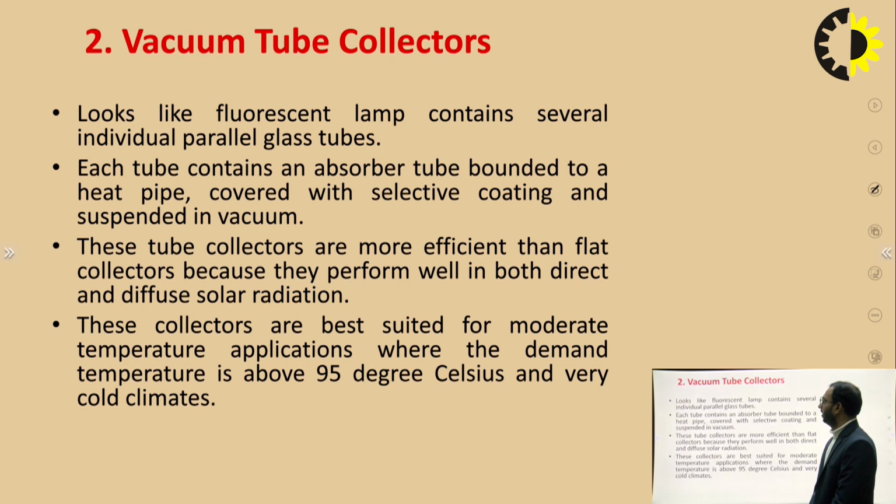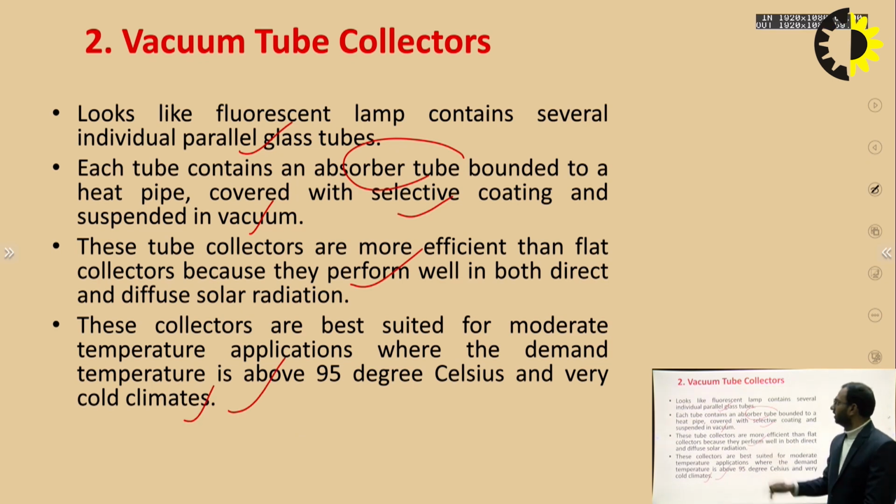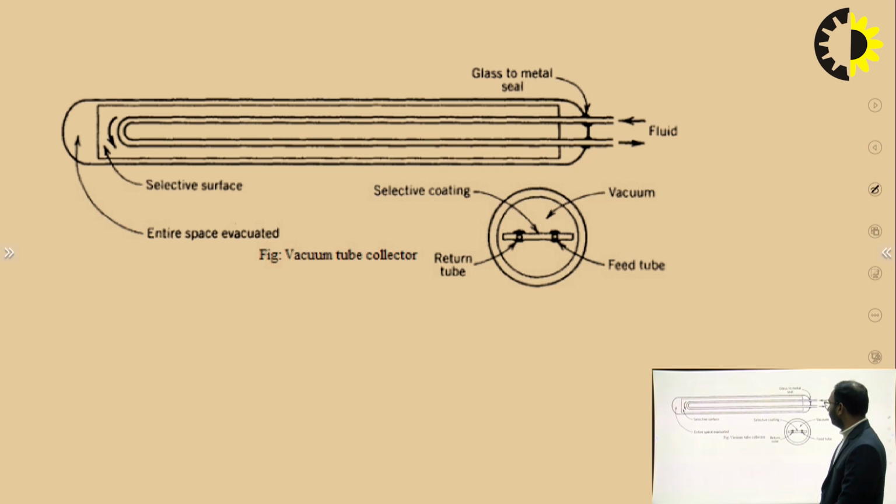Then the second non-concentrating type collector is the vacuum tube collector. Basically, it looks like fluorescent lamps and contains several individual parallel glass tubes, and each tube contains an absorber tube bonded to a heat pipe covered with selective coating and suspended in vacuum. These collectors are more efficient compared to flat plate collectors, and they perform well in both direct and diffuse solar radiation. These collectors are best suited for moderate temperature applications. So these are some features of vacuum tube collectors.